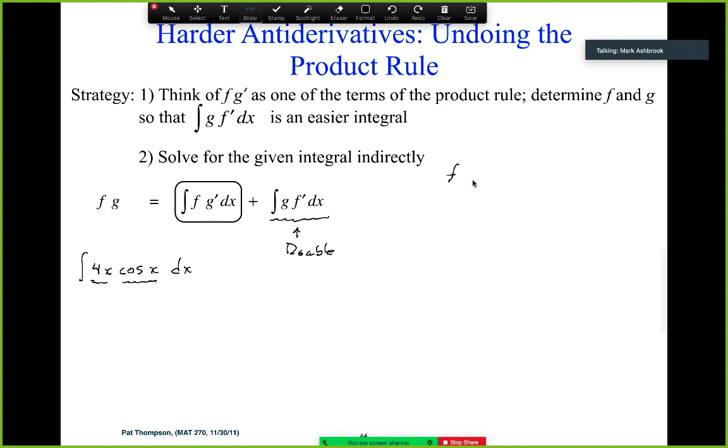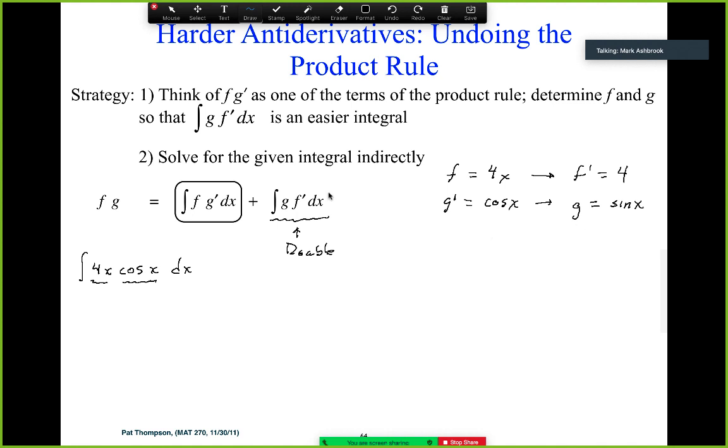So we'll come over here and do our side work. f is 4x and g prime is cosine x. What do we need? We need g and f prime. So what's f prime? That's just 4. What is g? An easy little antiderivative: sine x. Shouldn't it be negative? What's the derivative of sine? Cosine x. Right, never mind. So we've got it.